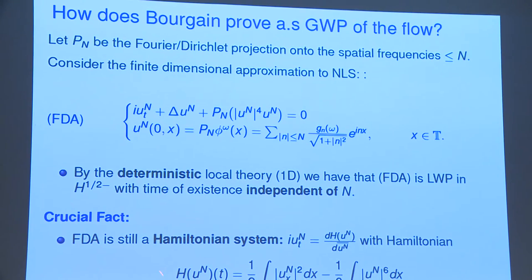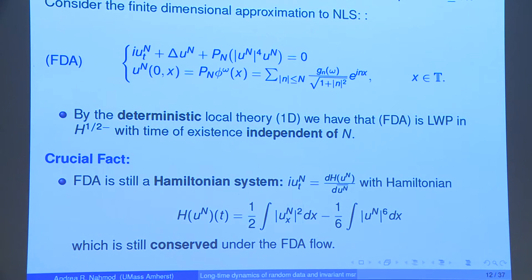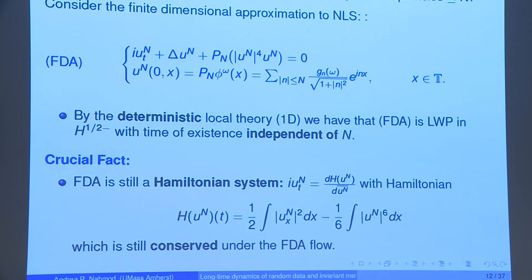And actually the crucial fact, because what I want to bring home here is how do you use the invariance of the measure? And what is important, which is a little bit of a confusion, is that what you really use is the invariance of the finite dimensional measure, not the invariance of the infinite. The invariance of the infinite somehow comes in parallel to the global well posedness at the end. So why is it that the finite dimensional measure is invariant?